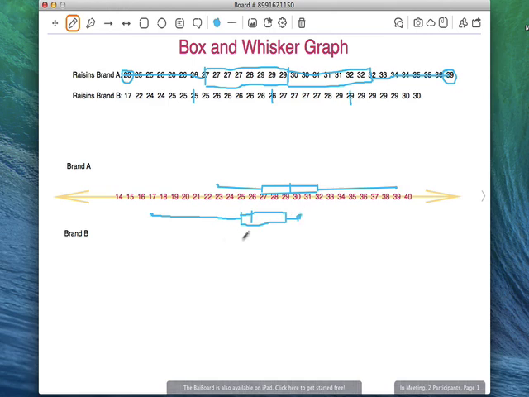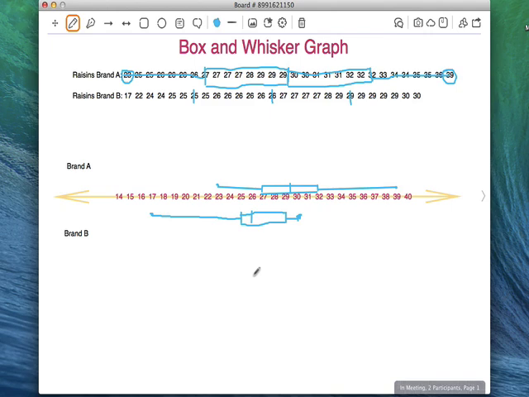So if, for example, each brand costs the same, brand A would be a much better bargain in many cases. It's typical for half of them, like a 50% chance, that you'll get more than all of brand B. 75% chance you'll get more than half of all of brand B. So there are lots of ways you can compare the data when you have box and whiskers.